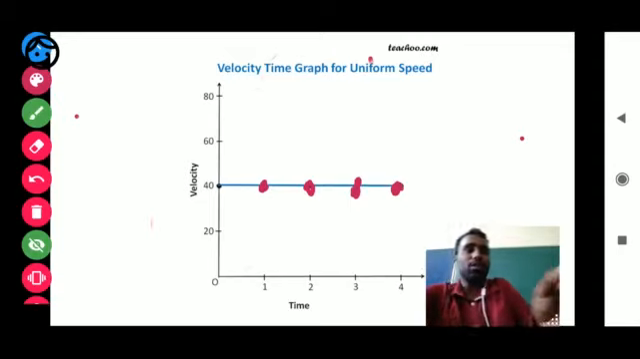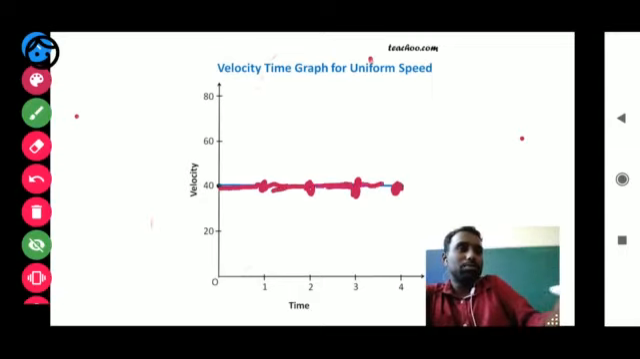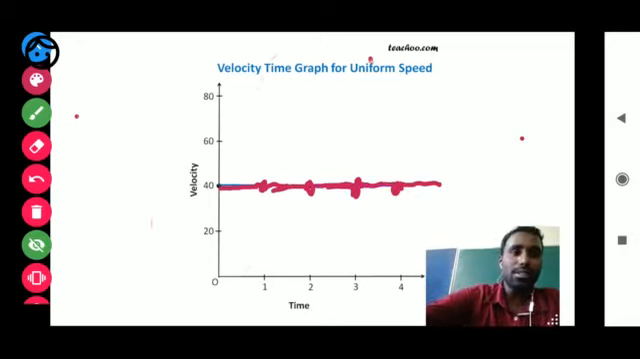So if we join all those points, what are you getting? You are getting one straight line, that is called constant speed. Constant speed is nothing but you are not changing your speed. So if you are going at constant speed, what will be your acceleration?